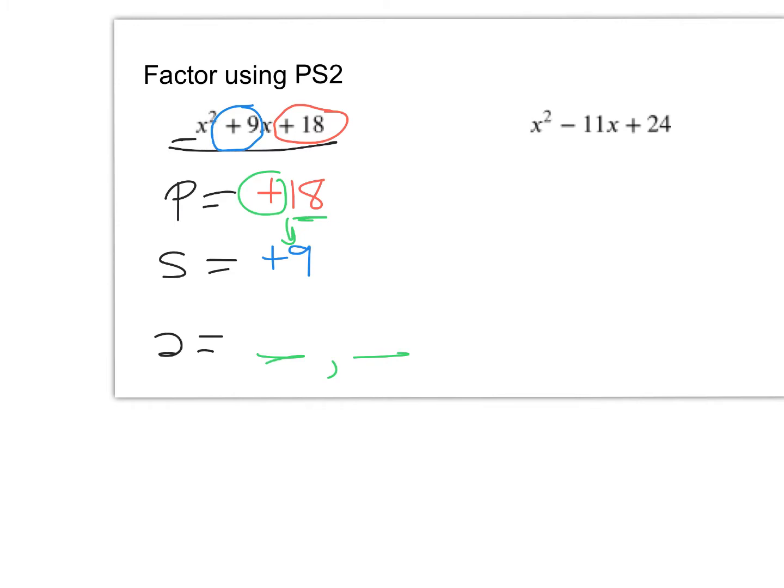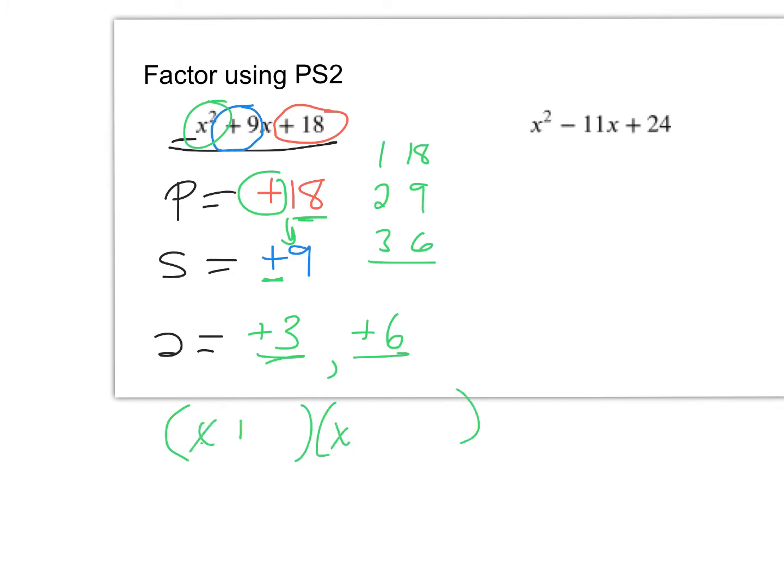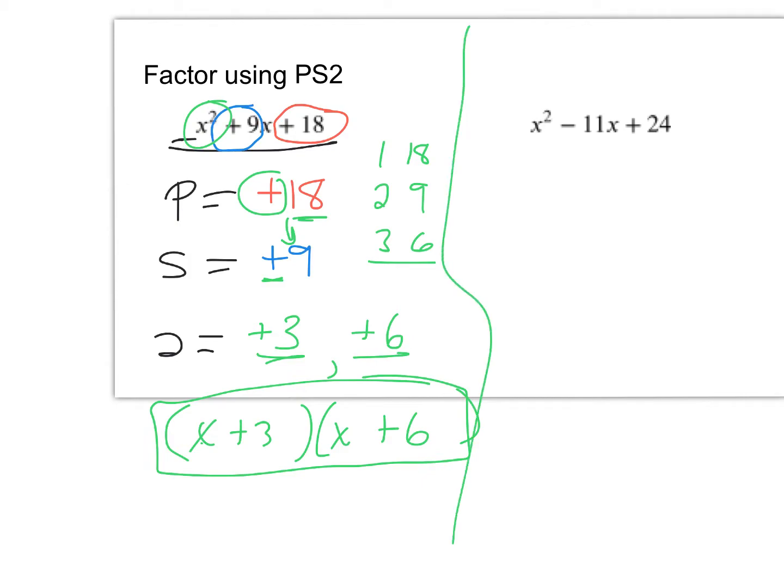Okay, so again, if you get stuck, list off your multiples. 1 and 18. Well, that's not 9, that's 19, so no. 2 and 9. Well, that adds to 11. That doesn't work. 3 and 6. Well, that works. That'll add to 9, so we go 3, 6. Now for my sign. I'm at plus, so I need both positive. We're starting with x squared, so x and x. Plus 3, plus 6. There's that one.